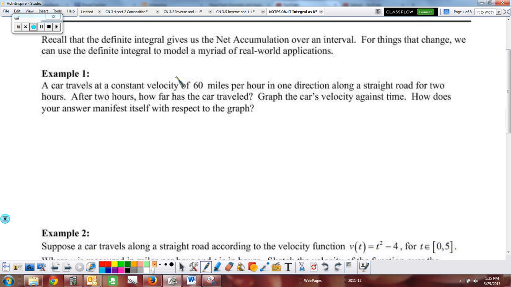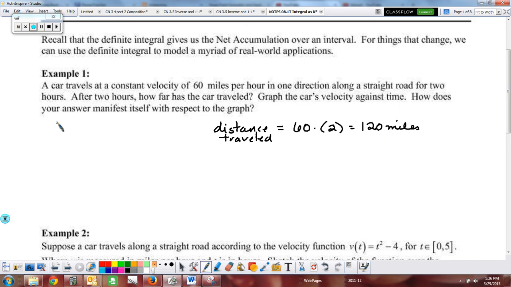All right, so just to remind you where we were coming from in those handouts, if you had a car traveling at a constant velocity of 60 miles per hour in one direction, it's very easy for us to figure out how far the car has traveled. I went 60 miles per hour. In 2 hours, I've gone 120 miles. So my distance traveled, my accumulation, my net change in distance, because I was going at a positive velocity, is my 60 miles per hour, my rate, times the time, which would give me 120 miles.